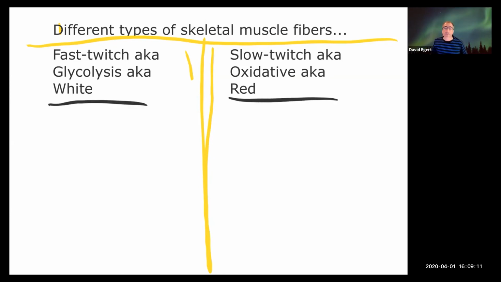So we can talk about the difference between these. Let's start with the functional differences, how they're different functionally. Fast twitch contracts way faster. Contracts quickly, fast. Whereas slow twitch, true to its name, contracts more slowly.